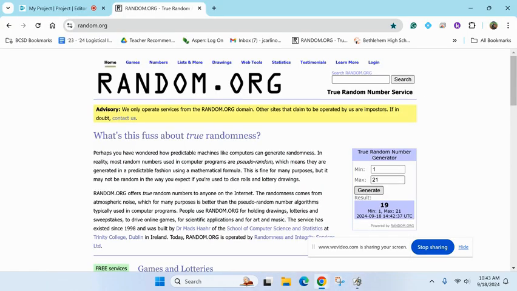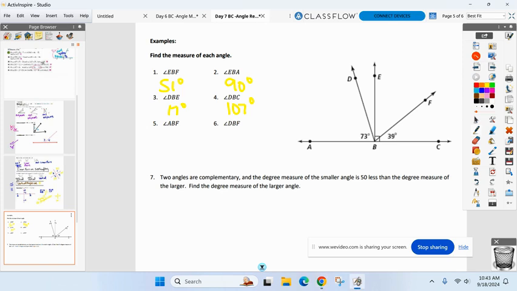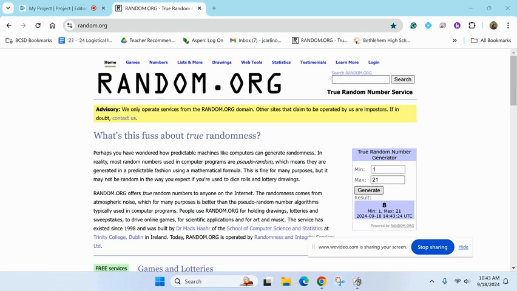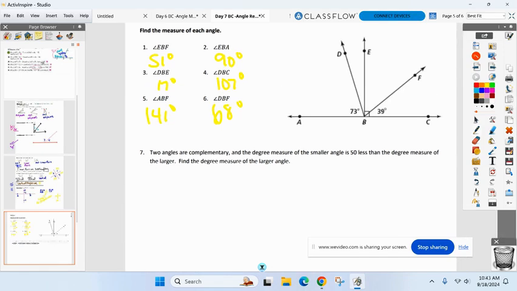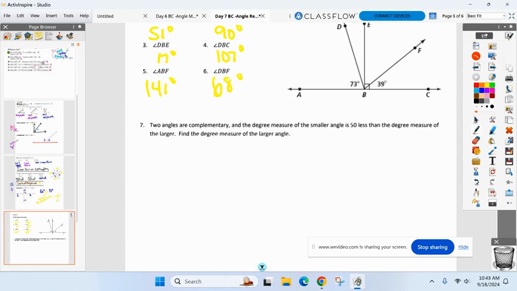Moving on. ABF now, number 5. Gage, 141. And then finally, number 6. Finish this off strong for us. Lucy, 68. Good work. Okay, we all good? Questions, comments, any concerns? Before I get to a little word problem now. All right, let's go to the word problems. Hopefully we can get to 7 and 8 before we leave.